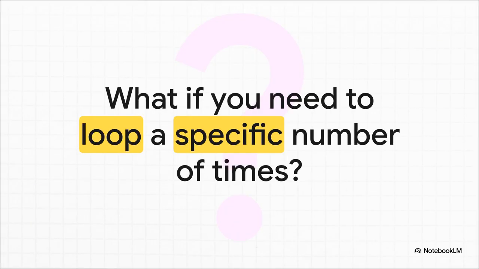That's all great if you already have a list. But what if you just want to do something, say, 5 times? You could make a list with the numbers 0 through 4, but that feels a little clunky. Turns out, Python has a much more elegant and efficient tool for exactly this job.